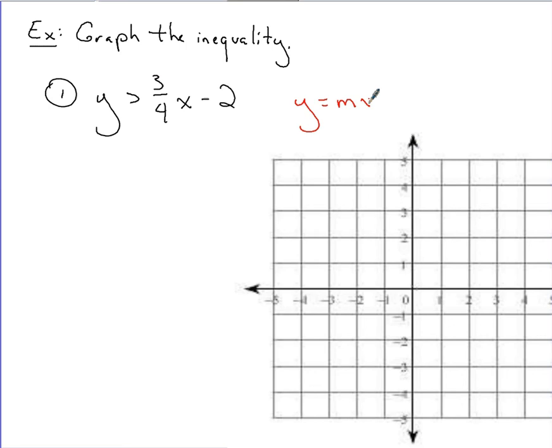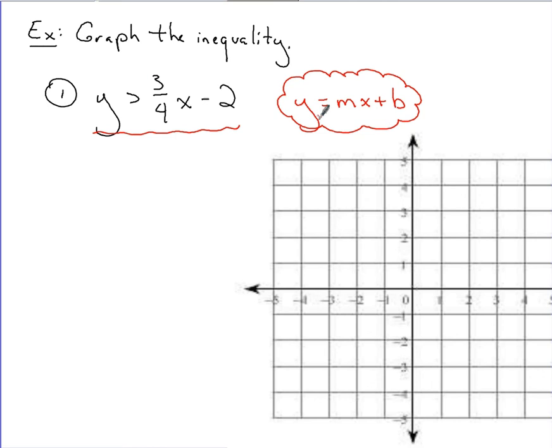in slope-intercept form, y equals mx plus b, I know what to do with that. So I see something over here in my inequality that's very similar. So I could get started here by graphing what is called a boundary line based off of this form.